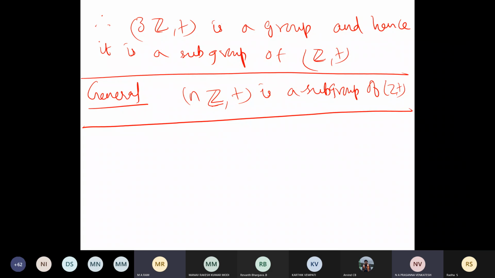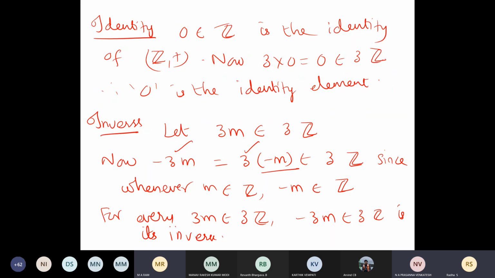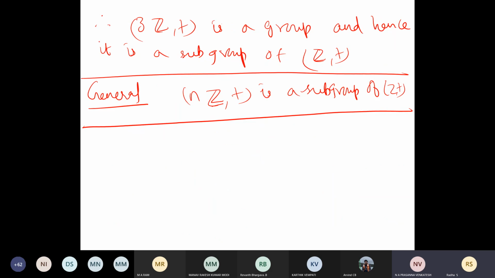Ma'am, initially you told that it is sufficient to prove closure property and inverse property, but here you have taken all the 4 properties. Yes, you are correct. I need not prove it. Those 2 properties will suffice, right? Even identity, you need not prove. You can prove only these 2 properties. I'll make a note.